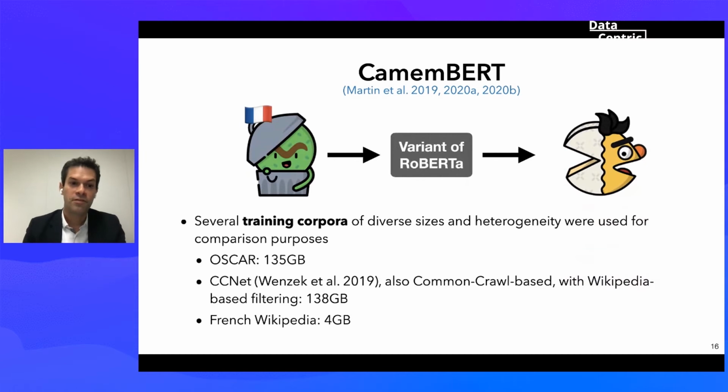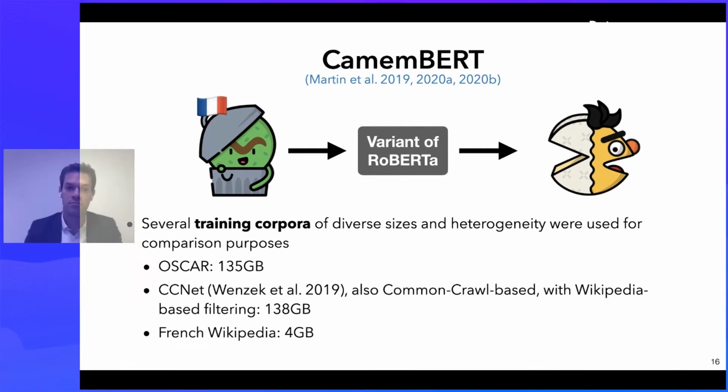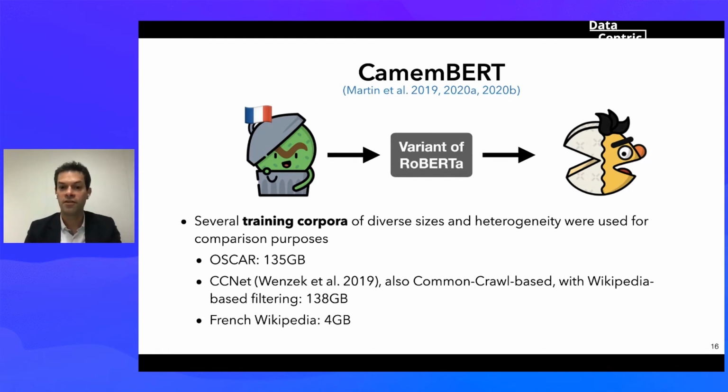So what we did is we used the French subcorpus of OSCAR and trained on it a variant of RoBERTa, and this resulted in CamemBERT. But of course, we did some experiments with a number of training corpora of diverse sizes and heterogeneity levels. Of course, we used OSCAR, which for French consists of 135 gigabytes of data.